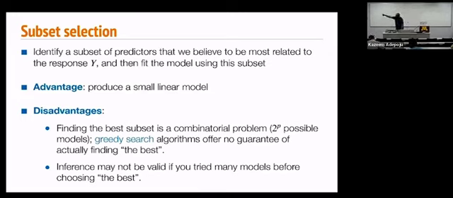That was why I said identify a subset of variables that we believe to be the most related to the response. Why? The advantage is that it produces a smaller linear model. But finding the best subset is a combinatorial problem. There's going to be a lot of models when the number of predictors is large. Okay, so that is it.